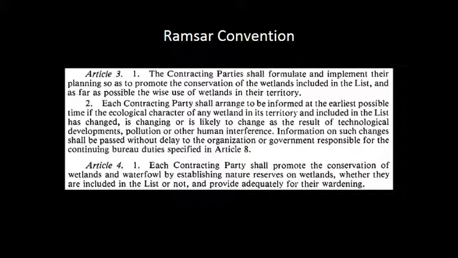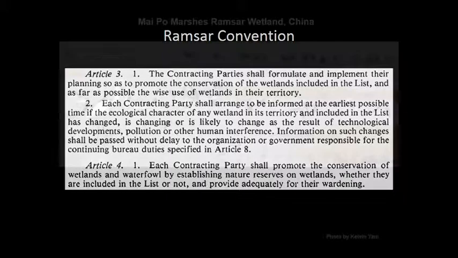And the obligation is for them to arrange to be informed at the earliest possible time if the ecological character of any wetland has changed or is changing. So ecological character is another core concept. And then Article 4, each contracting party shall promote the conservation of wetlands and waterfowl by establishing nature reserves, etc.